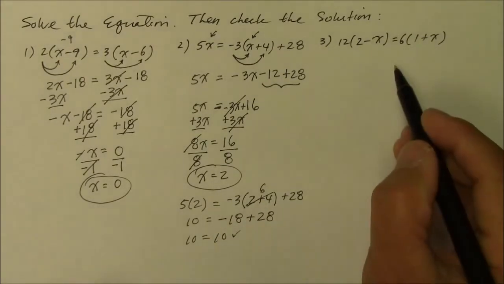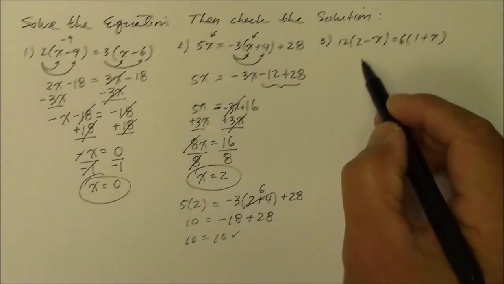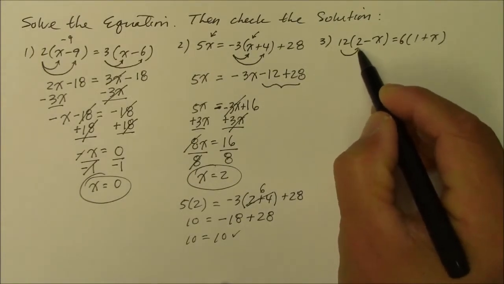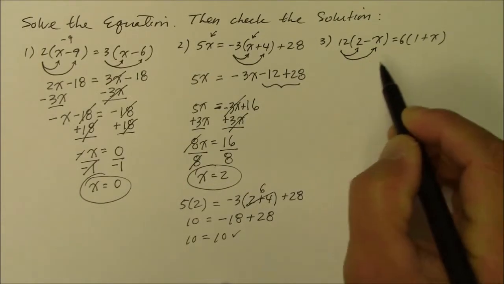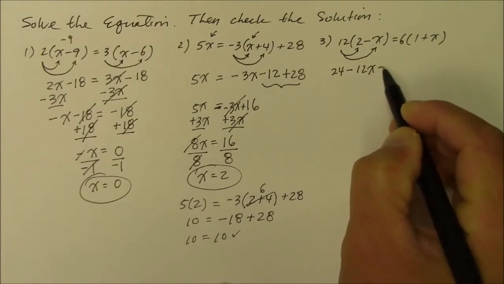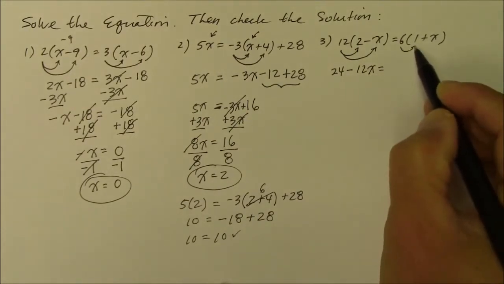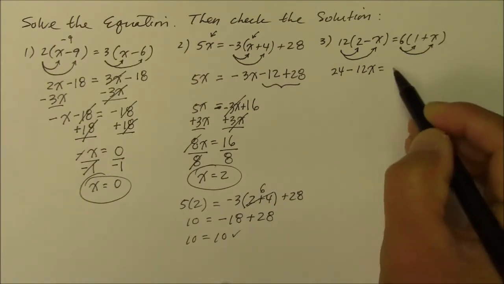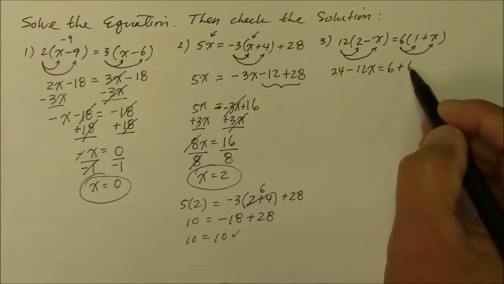And finally, number 3. Yes, we have the distributive property. Here we go. So 12 times 2 and 12 times negative x. So that's 24 minus 12x. On the right side, 6 times 1, 6 times x. So that's 6 plus 6x.